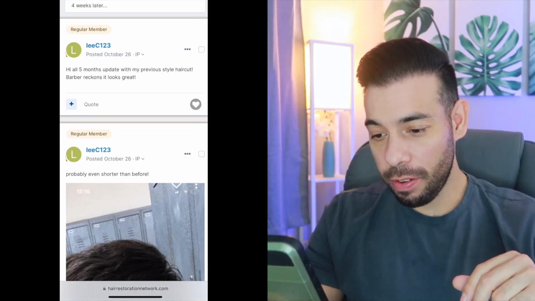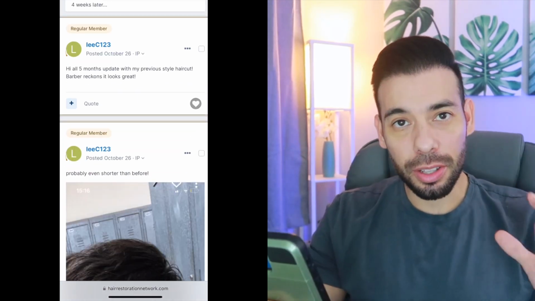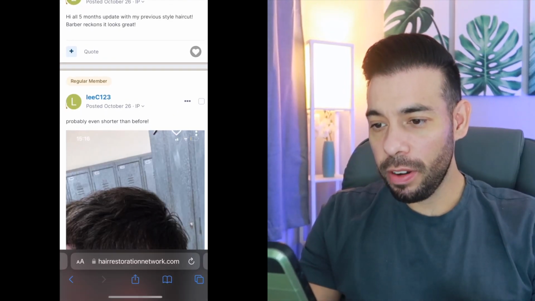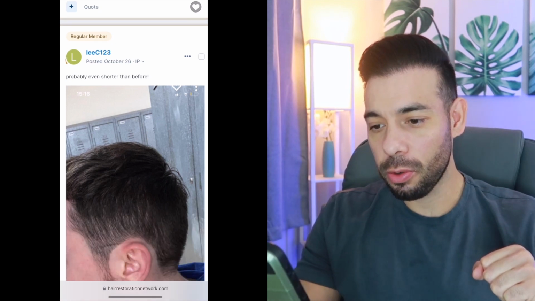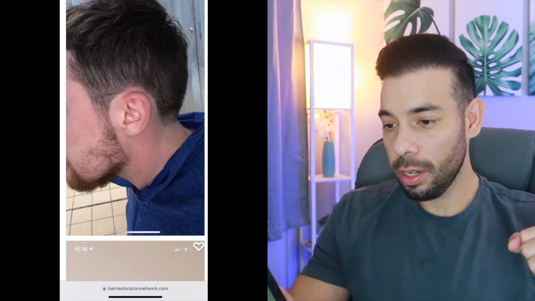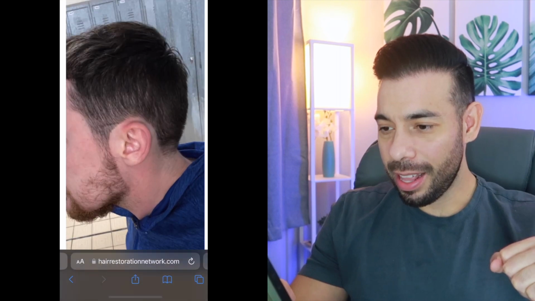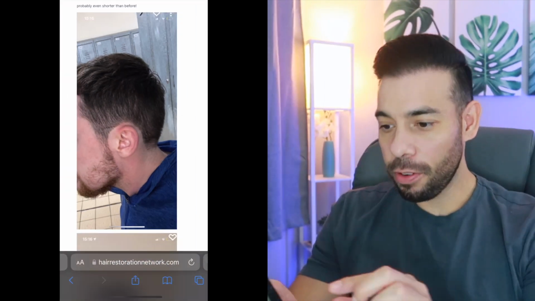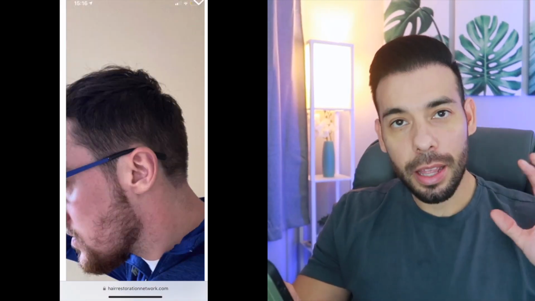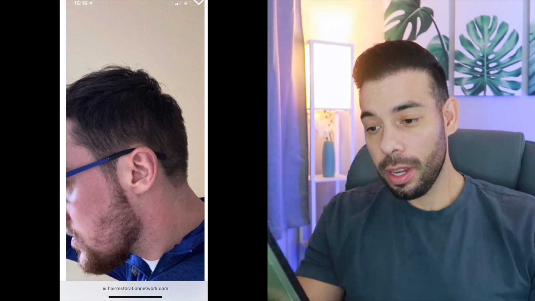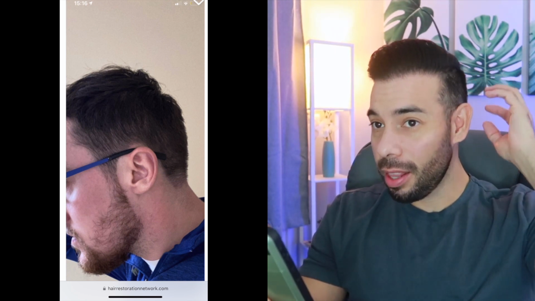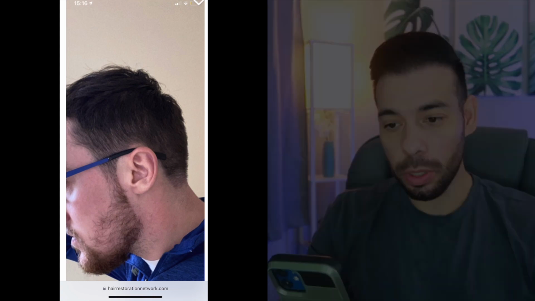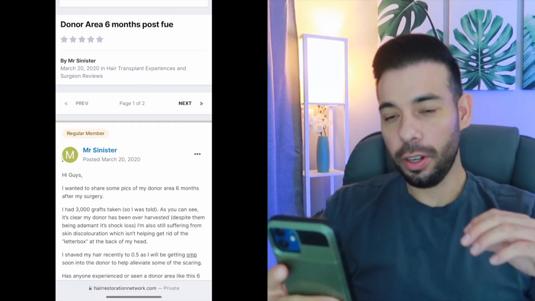Now we go to 4 months. Huge difference, right? Of course, the hair is longer, so you can't really compare. Now he says, previous style haircut, barber reckons it looks great, probably even shorter than before. So now you look at his hair, that same patchy area right here after 5 months. So clearly that was shock loss. And as I explained earlier, one particular area that is patchy is usually indicative of shock loss. Not always, but usually.